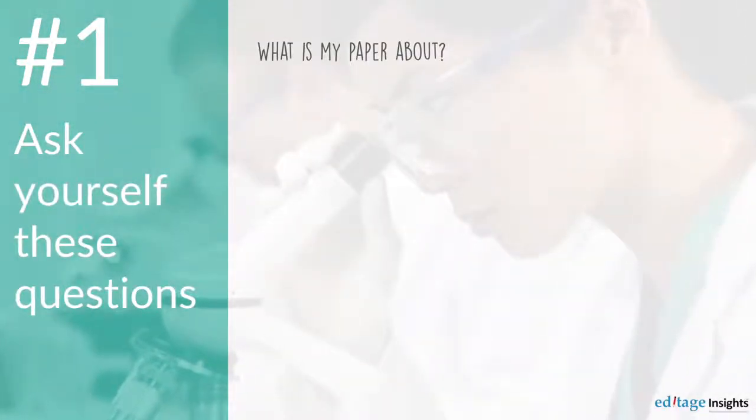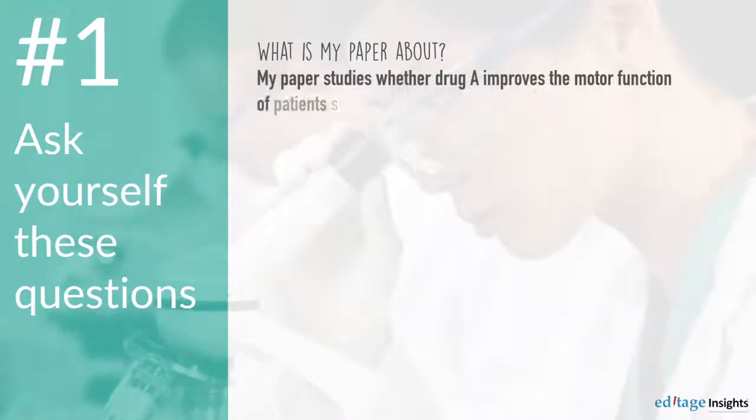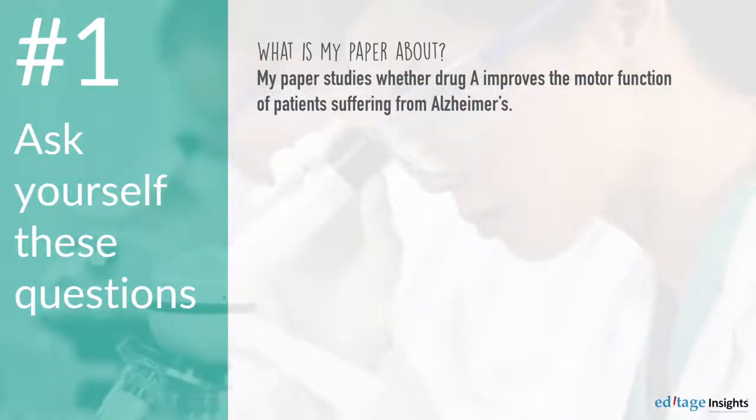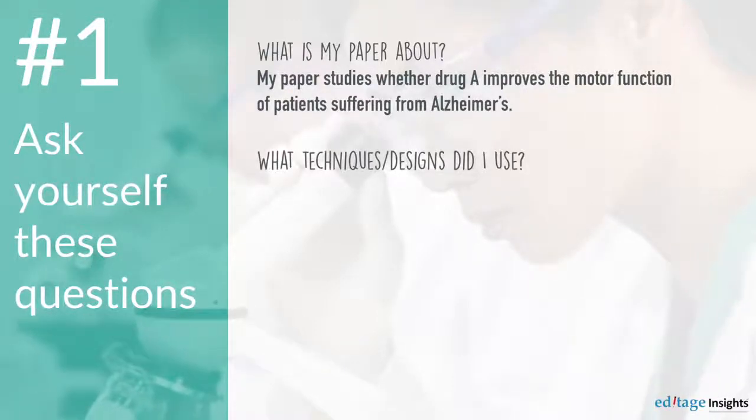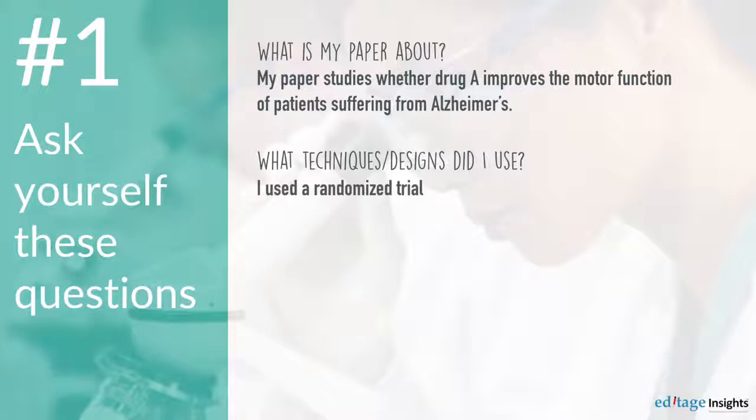Step 1. Ask yourself these questions. What is my paper about? For example, my paper studies whether drug A improves the motor function of patients suffering from Alzheimer's. What technique/design did I use? I used a randomized trial.